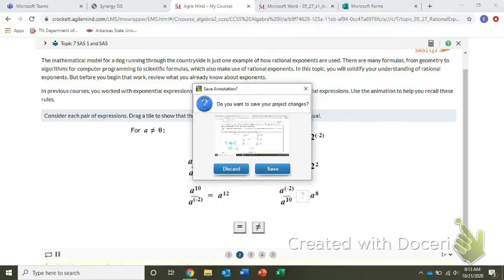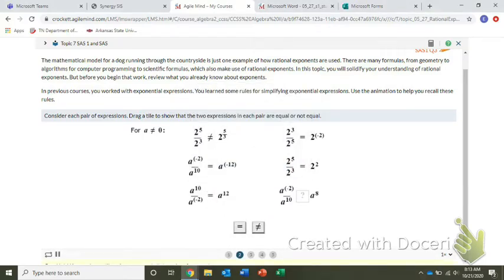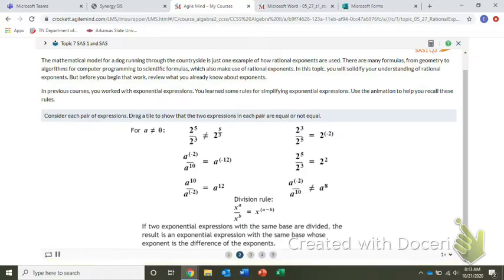Now the one to the right, we have a negative 2 minus 10. Does that equal positive 8? No, it doesn't. It equals negative 12. So this is a not equal. Okay? So if you hit rule, it shows you the rule. We've already written. Just know if your expression is being divided, you can subtract your exponents if the base is the same.